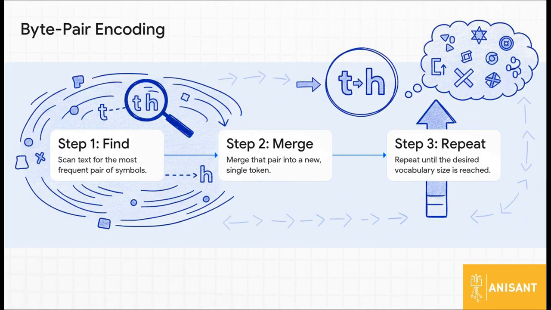So how are these tokens even created? Well, most models use this really clever process called byte-pair encoding. Basically, they scan billions of words and find the most common pair of characters, say T and H. The algorithm then merges them into a brand new single token, th. Then it scans the text again for the next most common pair, merges that, and just keeps repeating this process over and over until it has built an entire vocabulary of the most efficient tokens for that language.